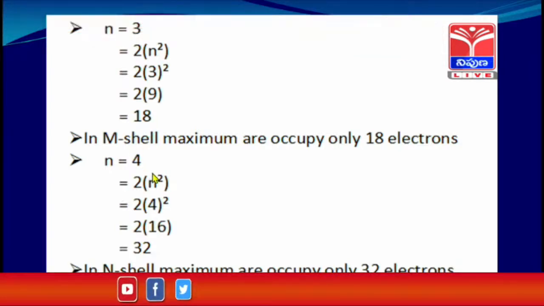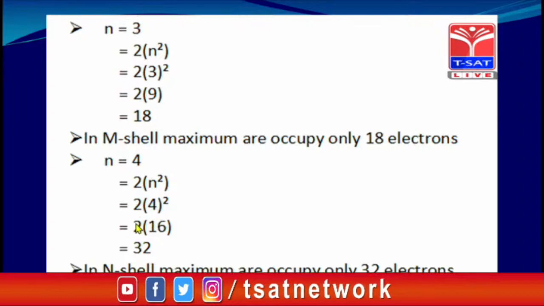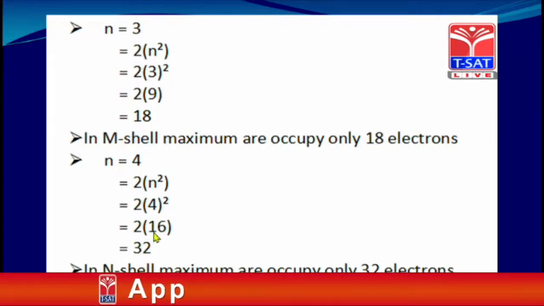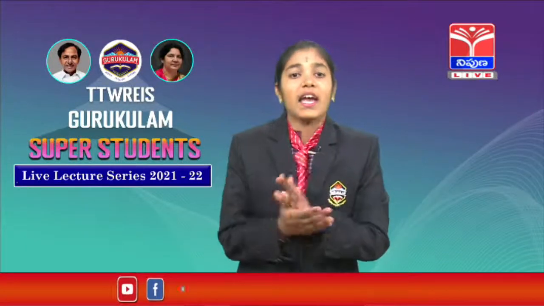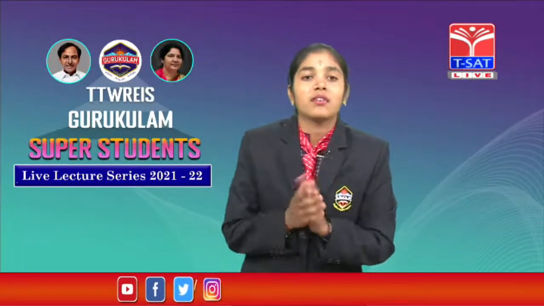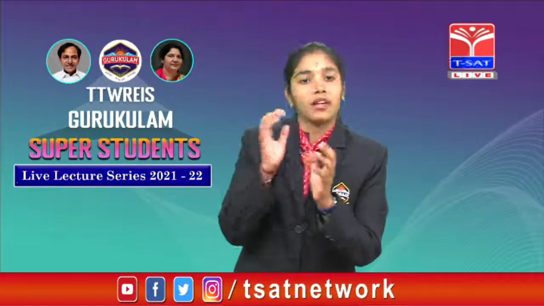In the place of n we have to substitute 4. 2 into 4 square is 16. 2 into 16 is 32. In N shell, the maximum 32 electrons are occupied. So, based on this electron occupying place, we have to distribute the atomic numbers.